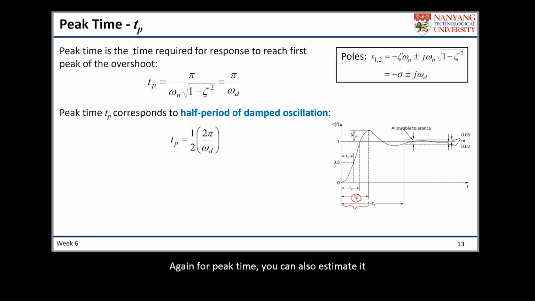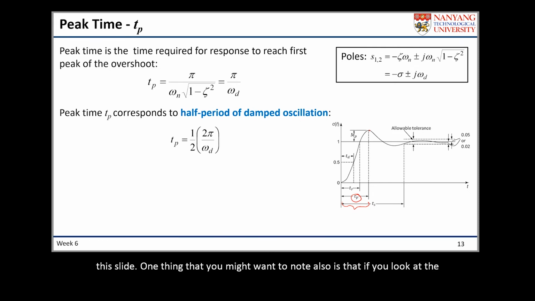Again, peak time, you can also estimate it if you know the parameters of the system. Pretty similar to estimating the rise time, peak time depends only on zeta and omega n. So if you know zeta and omega n of your second order system, you can estimate your peak time easily. Just refer to this equation in this slide.